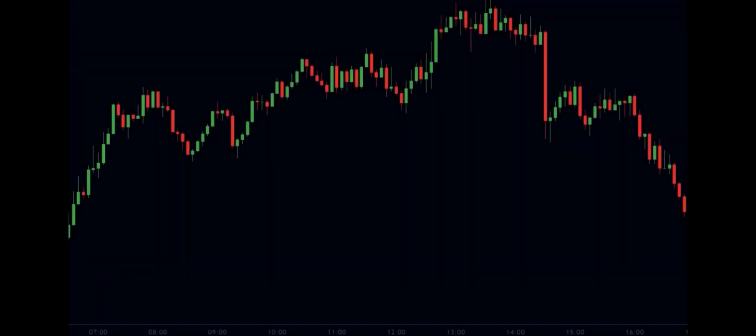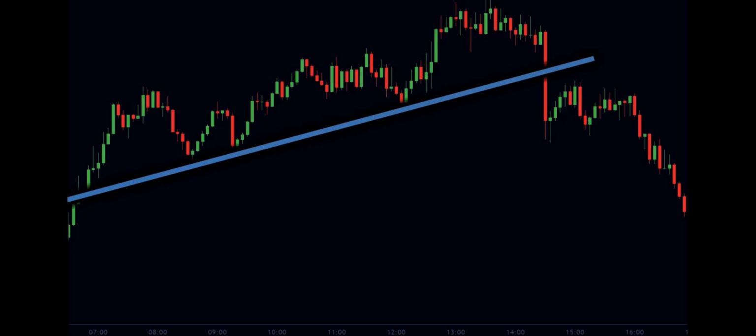Now, let's look at the rules for selling. So for selling, the first step is to identify an uptrend. An uptrend is identified when the price makes higher highs and higher lows. We will create a trend line on the uptrend by connecting the swing lows.